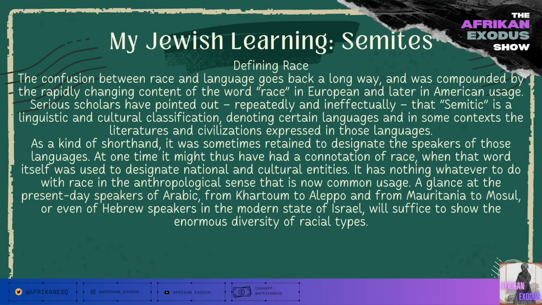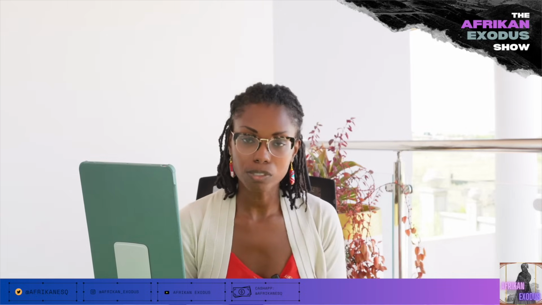I'm going to say that again. The commonly used term Semitic has nothing to do with race in the anthropological sense that is now common usage. A glance at the present day speakers of Arabic, from Khartoum and Aleppo, from Mauritania to Mosul, or even of Hebrew speakers in the modern state of Israel, will suffice to show the enormous diversity of racial types. So again, when they speak of this word Semitic, it's not a racial term when they are using it.